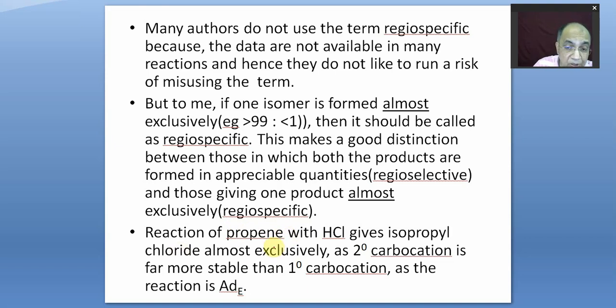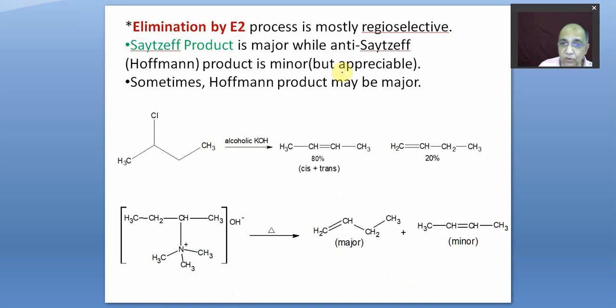For example, the reaction of propene with HCl gives isopropyl chloride almost exclusively, as a 2 degree carbocation is far more stable than a 1 degree carbocation, as the reaction is an electrophilic addition mechanism. Let's proceed further to see what is happening here. And similarly, elimination by E2 mechanism is regioselective. For that we use the Saytzeff rule.